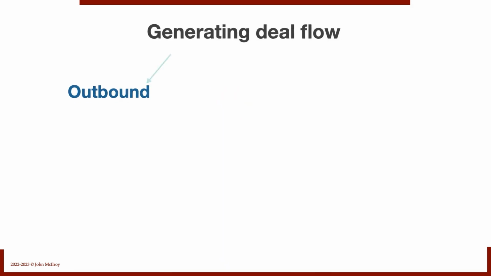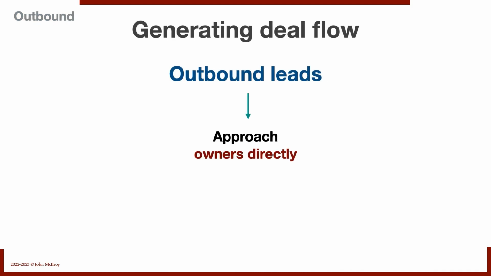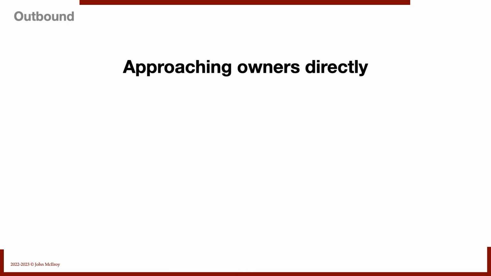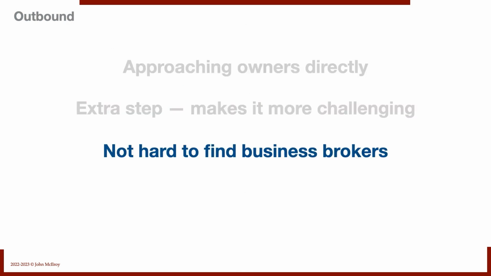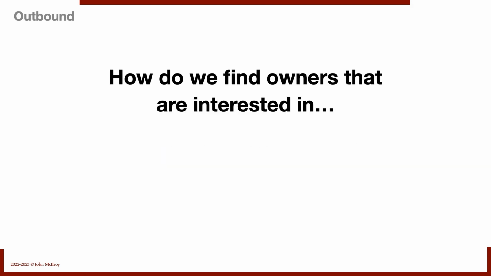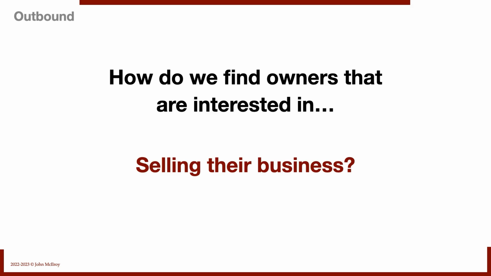Next is outbound. Outbound leads, where we approach owners directly. This is unsolicited cold outreach. And when you're approaching owners directly, there's an extra step involved that makes it a little bit more challenging. Let's be honest, it's not hard to find business brokers. They're in plain sight. But how do we find owners that are interested in selling their business?